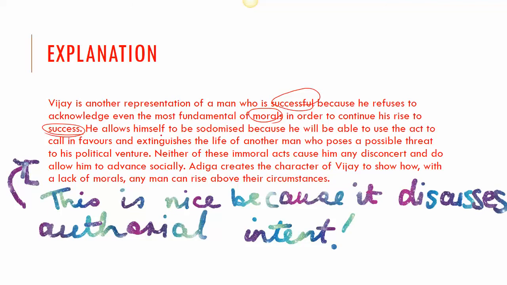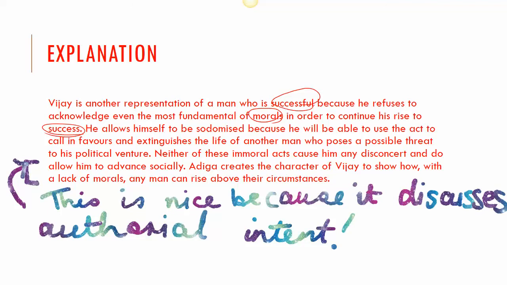He allows himself to be sodomized, that means the beak dipping thing, because he will be able to use this act to call in favours, and extinguishes the life of another man he poses a possible threat to his political venture. Neither of these immoral acts cause him any disconcert, which means like worries, and do allow him to advance socially.